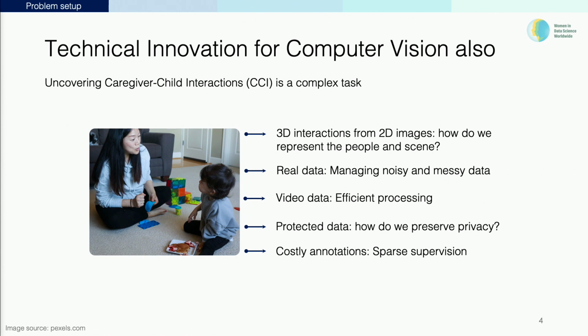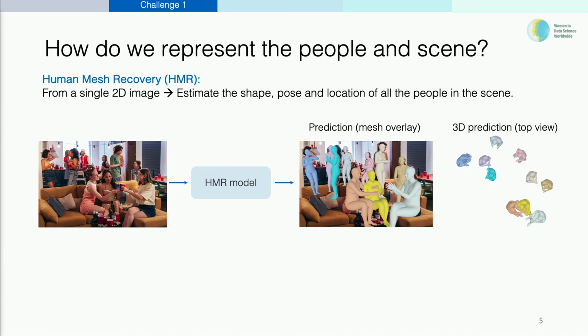First I'm going to talk about how we represent the people in the scene. We work with a particular family of models called human mesh recovery models. These models take a single 2D image, and from it you predict a mesh model for each person. So you get the shape, the pose, and the location of the people in the image. You can see here an overlay of what that could look like.